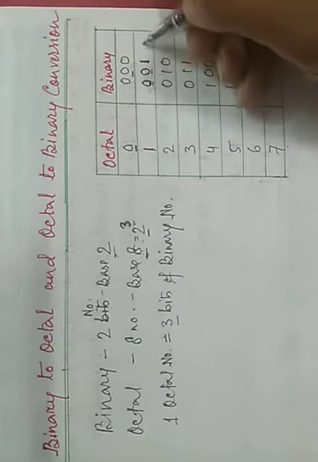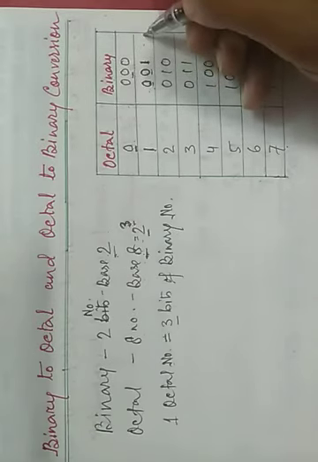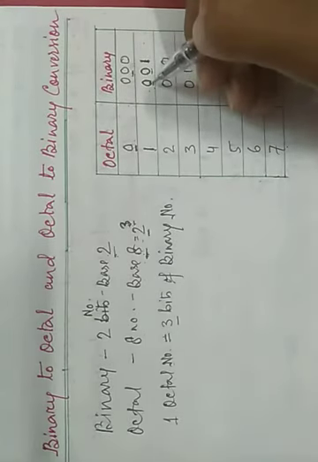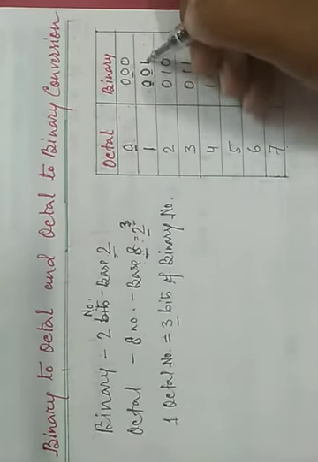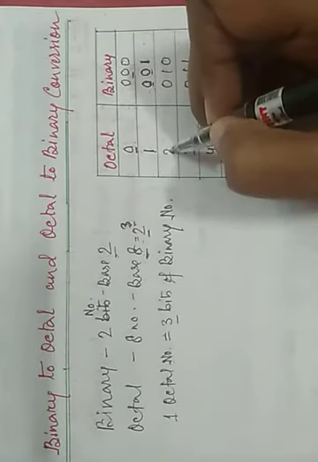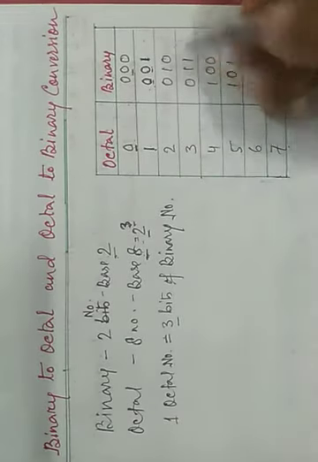So we can't write 0 1 0 in the right side. So for 1, we have to write 0 0 1. And for 2, now it's from 2. So how do we get 1 0?